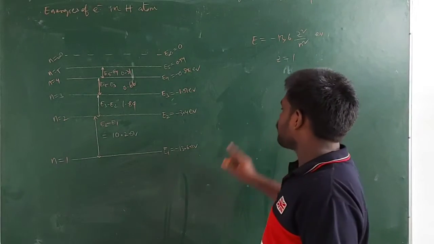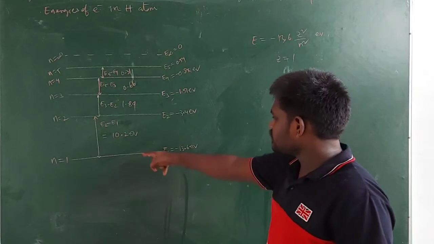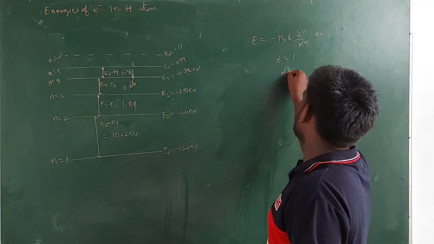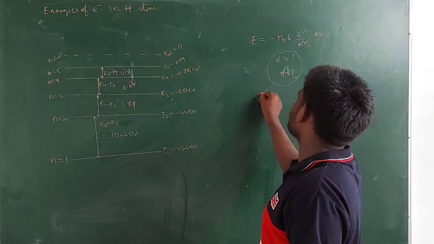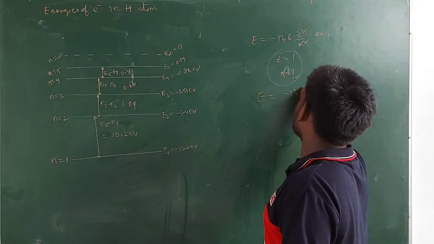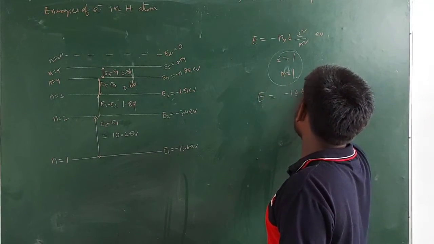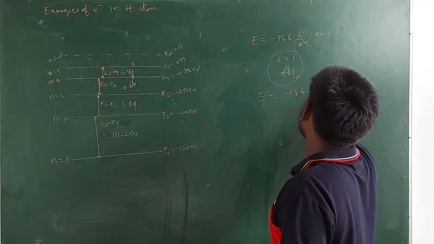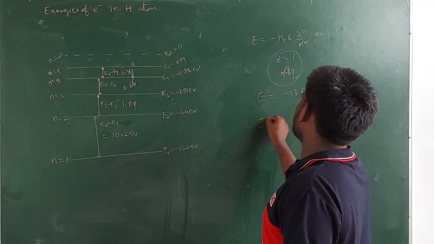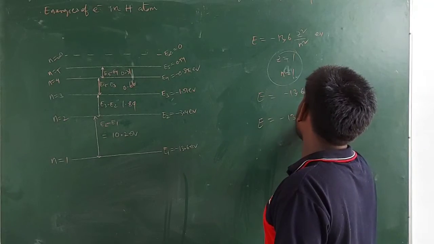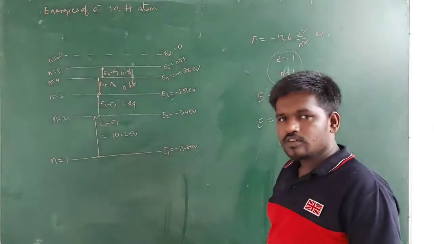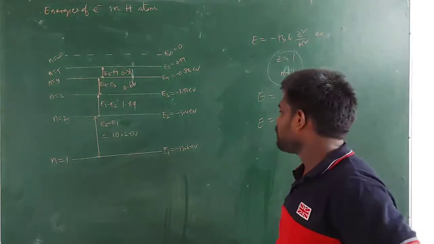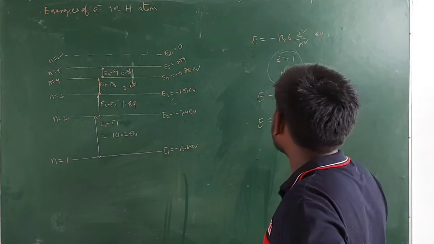Now I want to find the energy of the electron when it is in the first orbit. Therefore the n value is 1. So you need to substitute these two in this equation. Energy is equal to minus 13.6, Z square means 1 square, n square means 1 square, electron volt. So energy is equal to minus 13.6 electron volt. The energy of the electron in the first orbit is minus 13.6 electron volts.